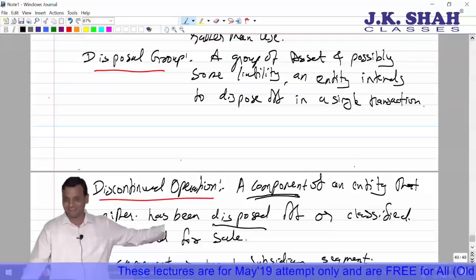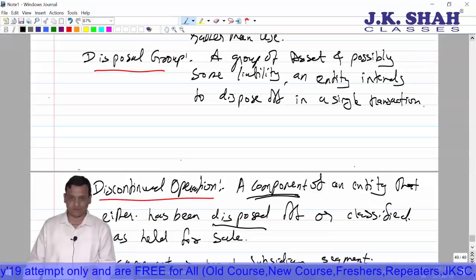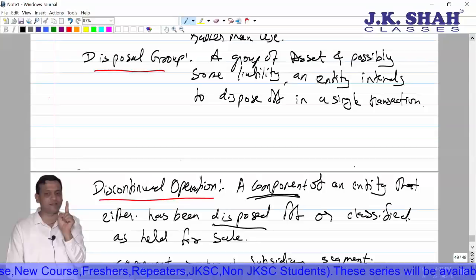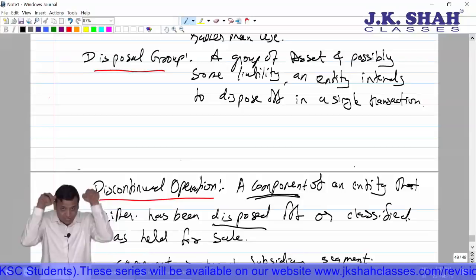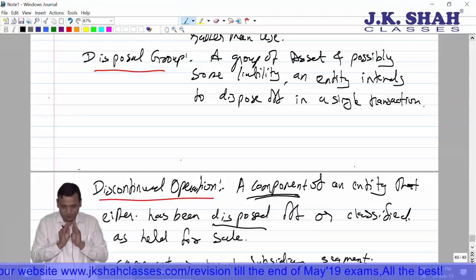So when I talk about a component, it reflects a major line or area of operation. And it may be a branch, it may be a unit, it may be a segment, tum kuch bhi naam de do. But it represents a separate area of operation, either a business or a geographical area of operation, such that the activities of this component can be identified separately for the purpose of financial and operating decision making. See, dono mein farak aa gaya.